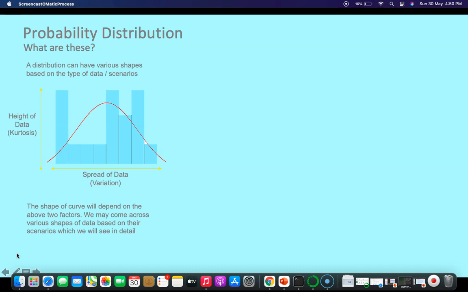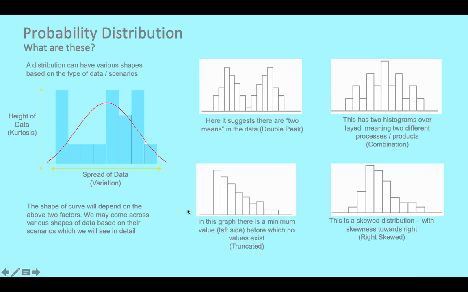Let's see in detail. If I have double peak data, there would be two different means in there. We can have a combination of two different data sets, two histograms overlapping, meaning two different processes and product combinations. This data is slightly truncated. In this graph there is a minimum value on the left side before which no value exists, and it is a little right-skewed data.